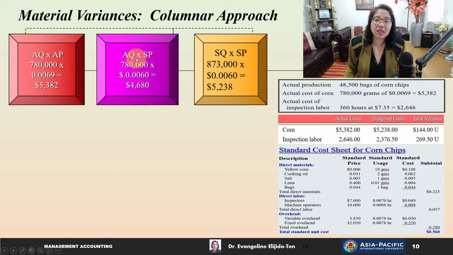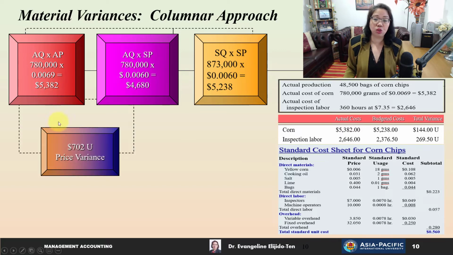Now, the actual quantity at standard price can also be calculated easily. The actual quantity as given is 780,000. Multiply this by the standard price of the corn, which is 0.006, and that should give us $4,680. So when we get the difference between $4,680 and $5,382, we will get the price variance of $702. And because the actual quantity at actual price is greater than actual quantity at standard price, this is unfavorable.